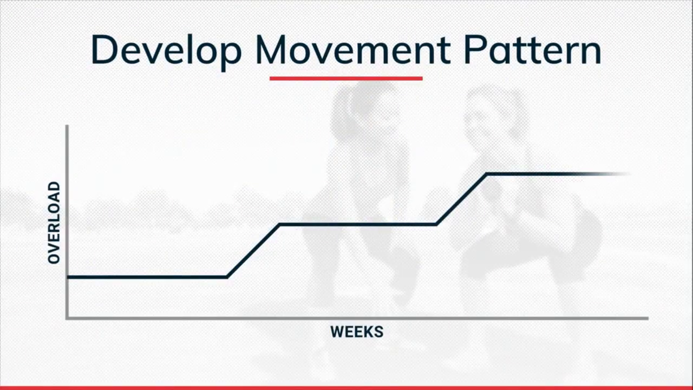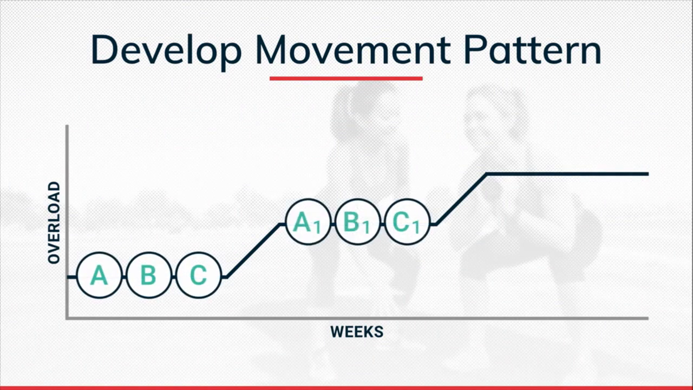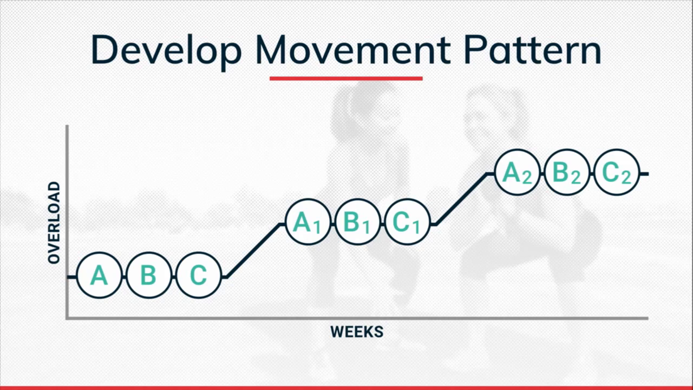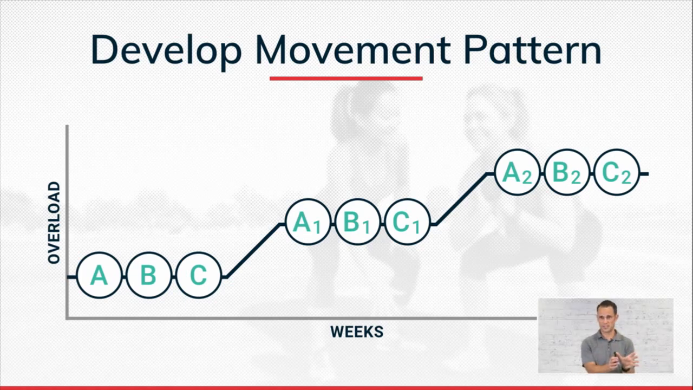And here's how we can progress. Here's how we can do the same thing, but different. So we can just pick 3 exercises, for example. We could pick a squat, a lunge, and a push. And that's our A, B, and C. So in week 1, we're just going to pick 3 exercises.